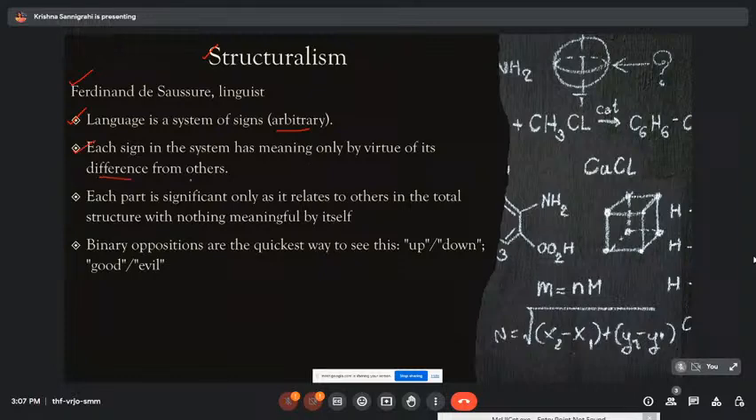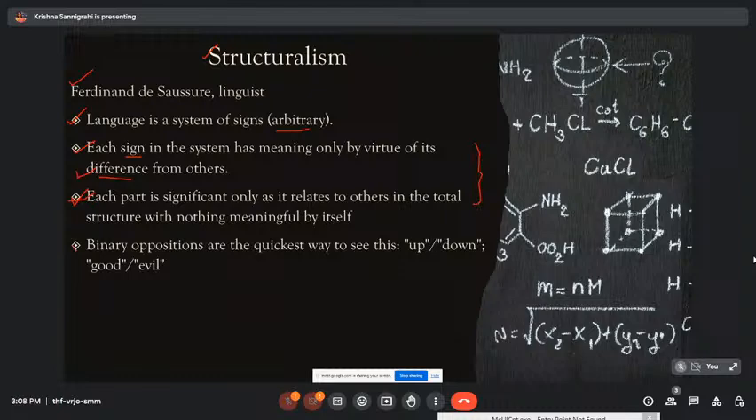So what gives meaning to a particular sign? The meaning is given by the difference which it has from the other signs in that system. Now, each part is significant only as it relates to others in the total structure, with nothing meaningful by itself. So the idea is that everything is in relation to another thing.